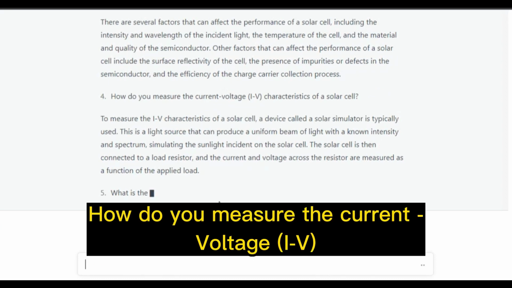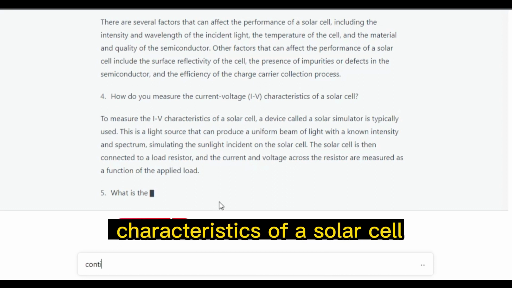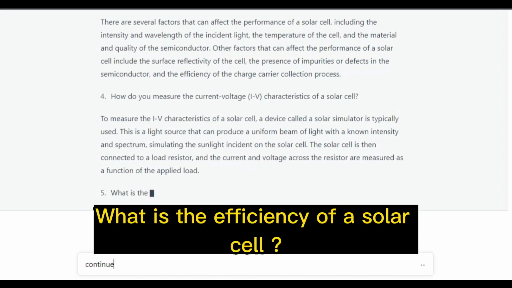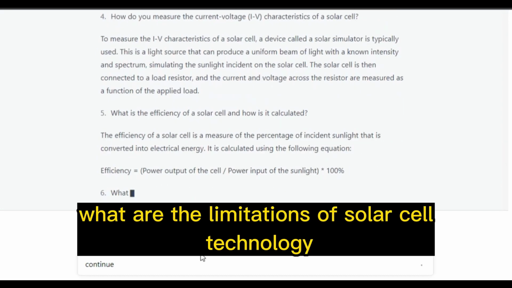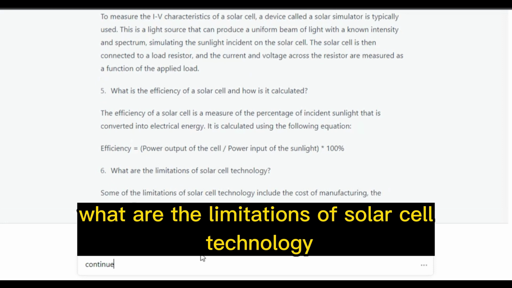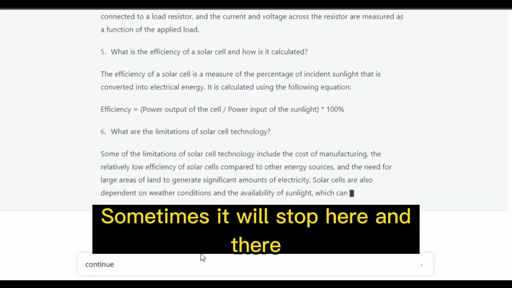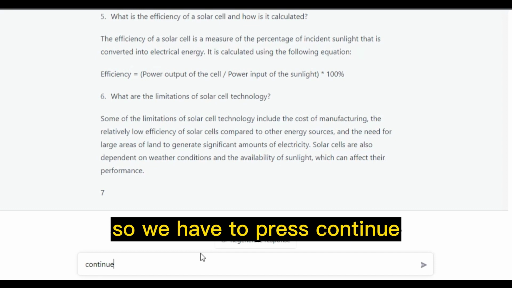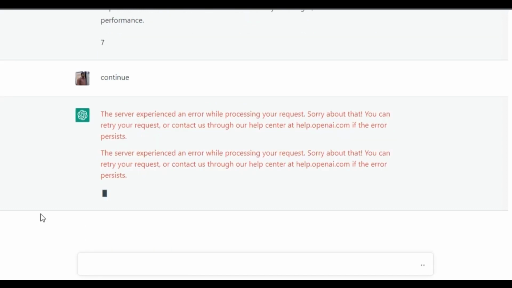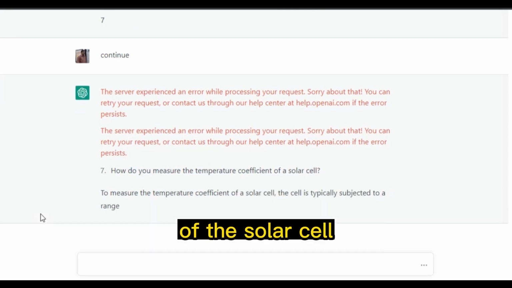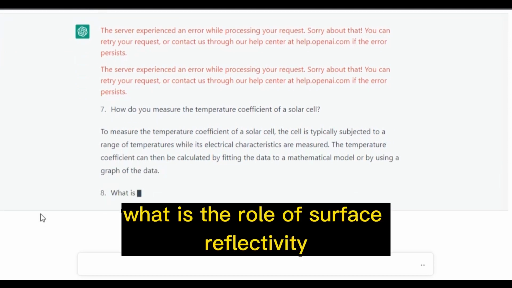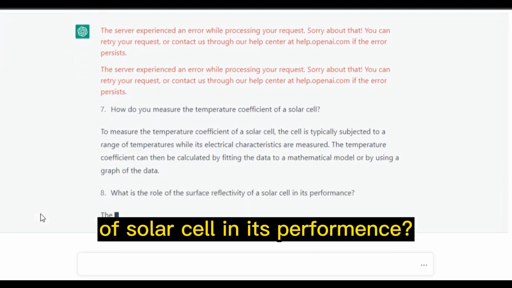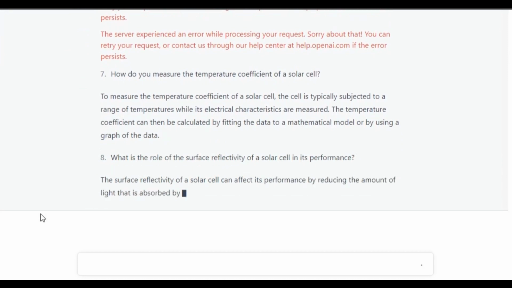Then the fourth one is: how do you measure the current-voltage characteristics of a solar cell? Then: what is the efficiency of a solar cell and how is it calculated? The sixth one is: what are the limitations of solar cell technology? Sometimes it will stop here and there, so we have to press continue, then it will automatically continue and provide it. The seventh question: how do you measure the temperature coefficient of the solar cell, and its related information it provided. Then the eighth question: what is the role of surface reflectivity of a solar cell in its performance?